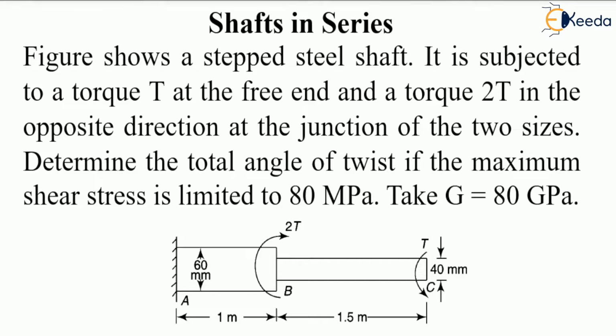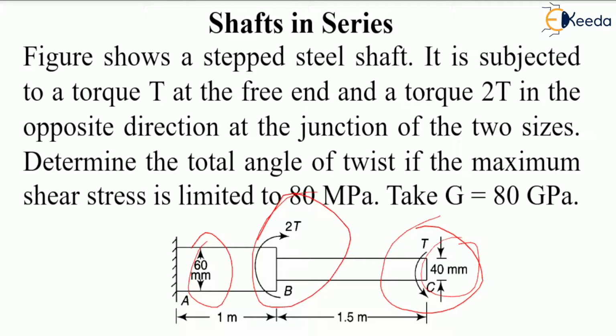So this is a question of shafts in series, where we are given two parts of a shaft. One is of 60 mm diameter and the other is of 40 mm diameter. The torque applied is anti-clockwise at the free end and clockwise of intensity 2T at section B, that is at the junction. We have to determine the total angle of twist, and it is also given that the maximum shear stress is limited to 80 megapascal and the modulus of rigidity is 80 gigapascal.